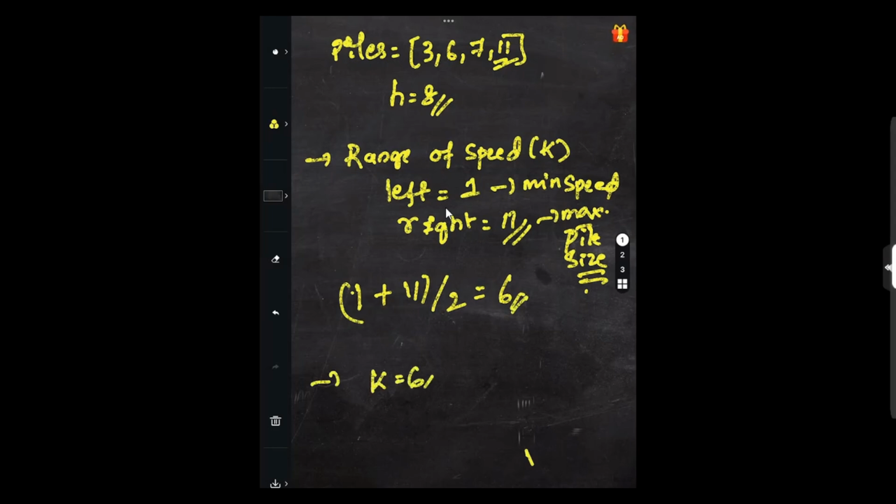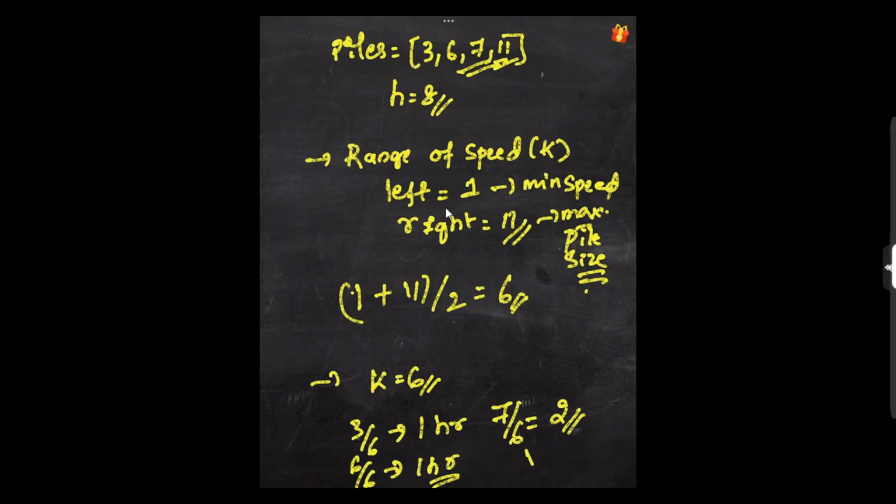When k equals 6, here we have 3, 6, 7 and 11, right? So first one, 3 by 6 will be 1 hour, 6 by 6 is 1 hour. So we are making use of the math.ceil. Here 7 by 6 will be 1.17. As we are making use of the ceil, it will be math.ceil, we get 2. The final one is 11 by 6, here it will be 1.83 something. Here also the output will be 2.